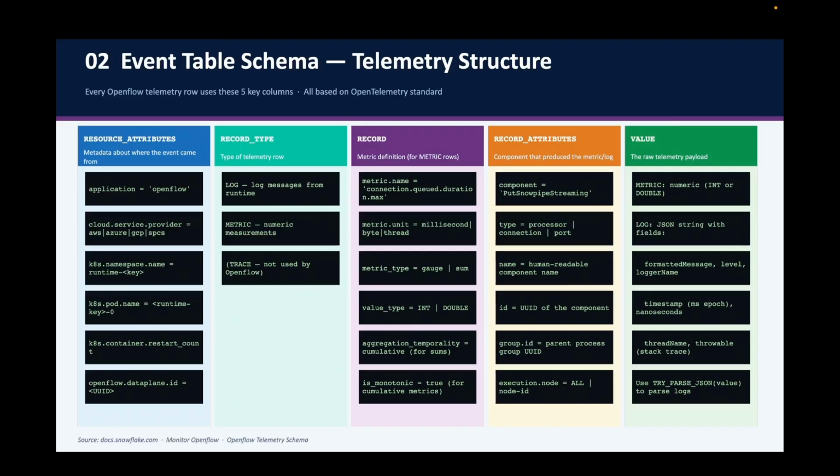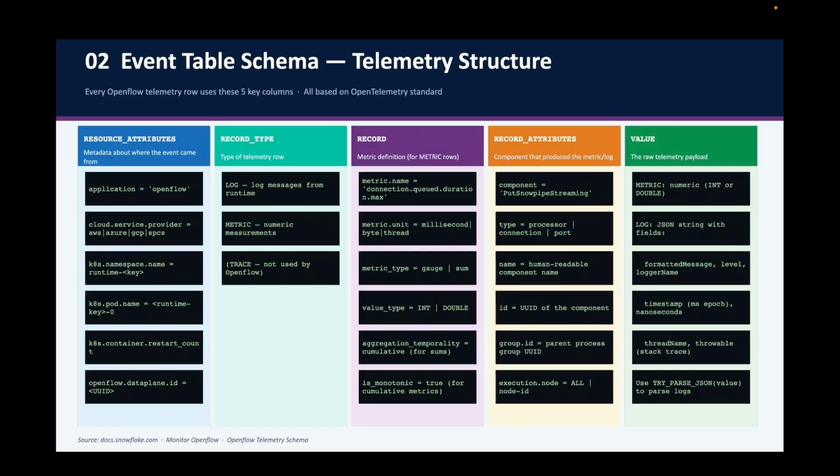Let us see record type. What are the values in the record type column? The type of telemetry row. It contains log, metric, and trace. Trace is not used by Openflow, but log is typically log messages from the runtime, and metric is a numeric measurement.